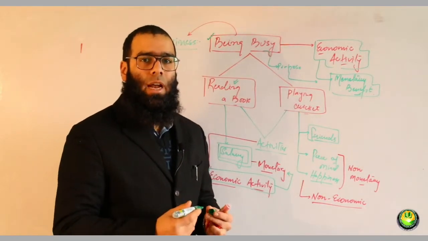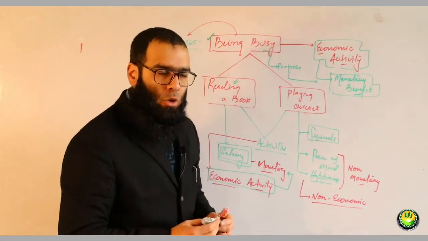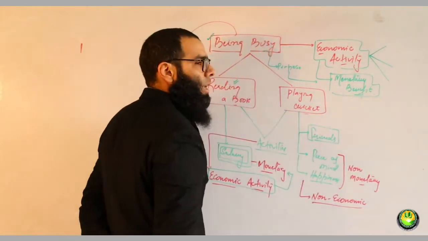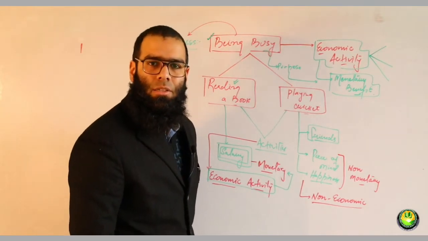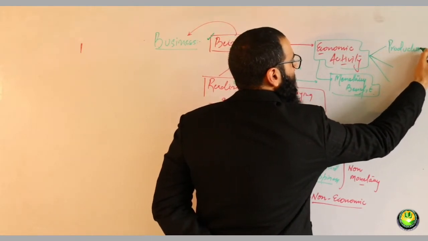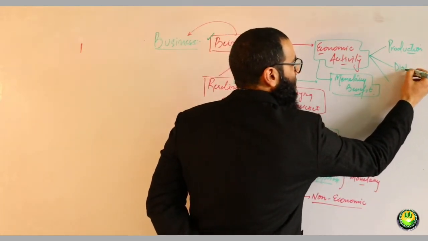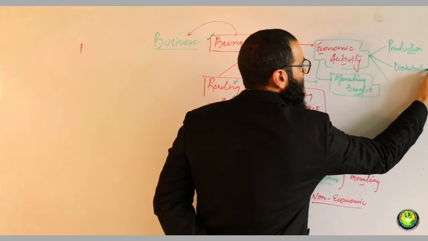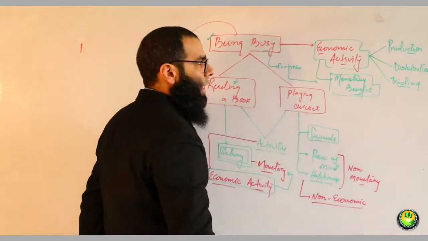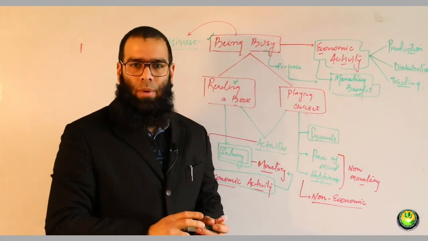Now we have to further understand what kind of economic activity business is involved in. If we say economic activity, there are three types of economic activities. One, production. Second, distribution. And third, trading. Now, it has given us an even better understanding of economic activity.